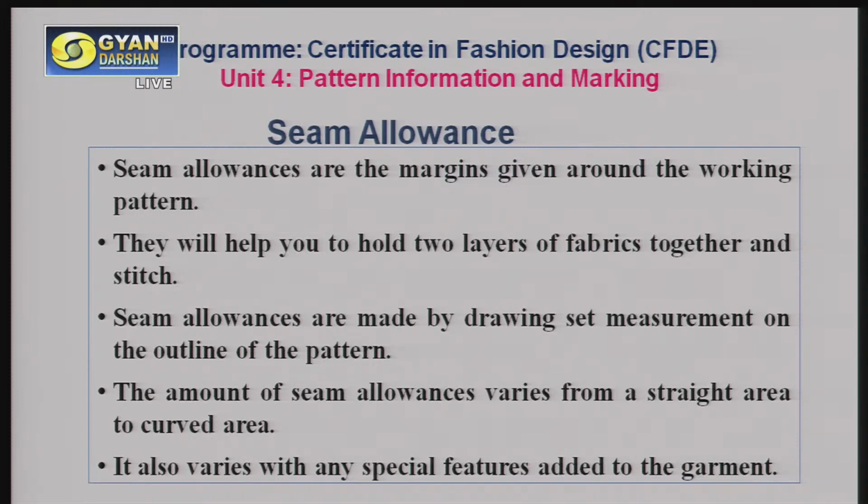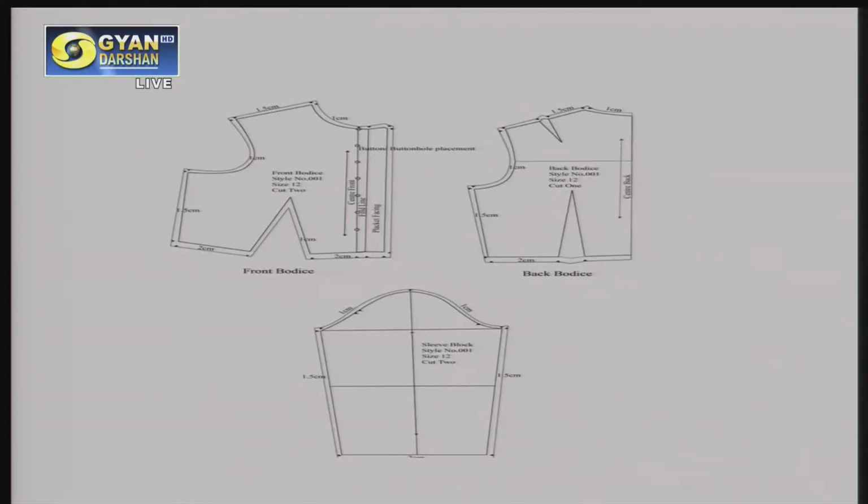When you develop a pattern, you will experience during the hands-on work that the seam allowance differs from the straight area of the pattern to the curve area. So we have different amounts of ease, or seam allowance, to provide according to the type of pattern we are developing. This is the image of the seam allowance, the extra line apart from the pattern, which is the allowance given on the pattern.